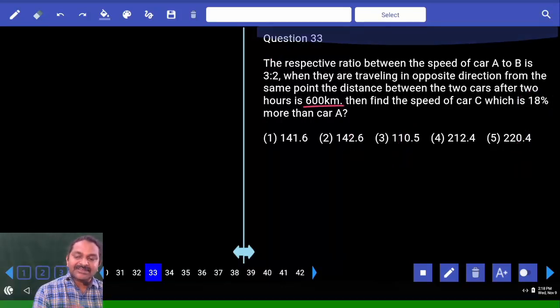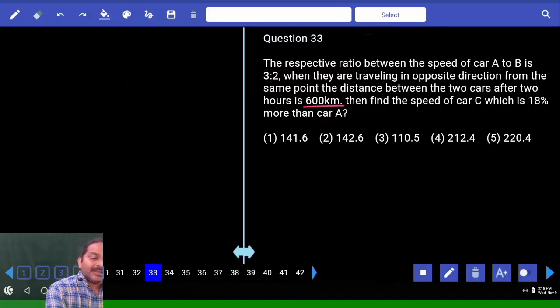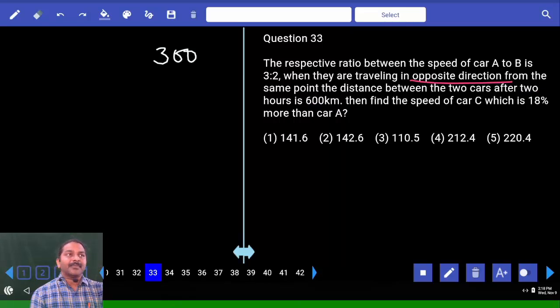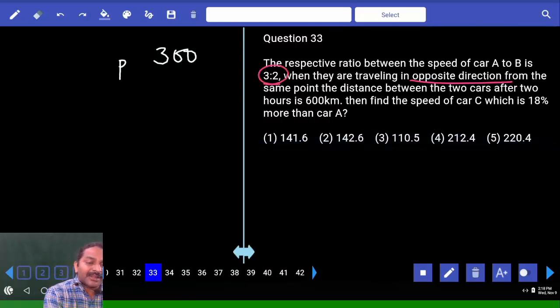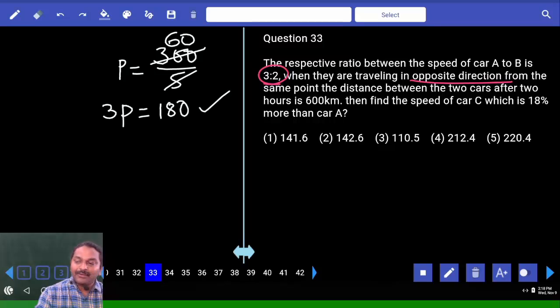Okay. Now what is the distance covered? In how many hours? Then per hour, 300. And in which direction are they moving? If they are moving in opposite directions, relative speed, S1 plus S2, how many parts is that? From this, 1 part is equal to 300 divided by 5. How much is that? Then what is the value of 3 parts? 180. On 180 only, we have to increase it by 18%.